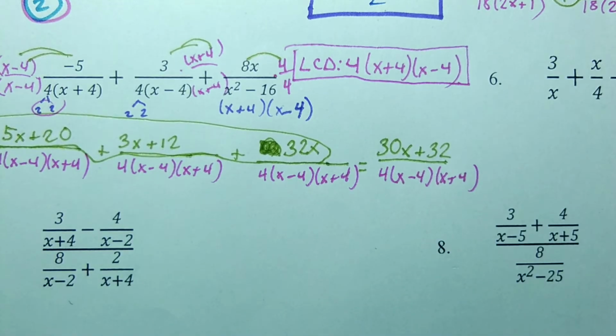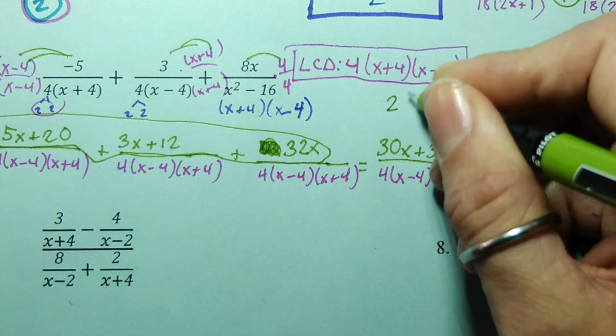Does the order of the factors on the bottom really matter? No. Now, what about the top? Can we factor that? What's something we can take out of both 30 and 32? 2. 2 is going to be our GCF.